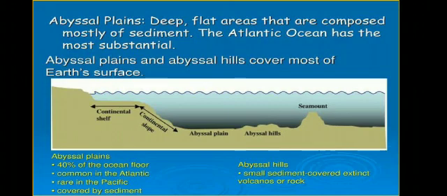See the special features of the abyssal plains. 40% of the ocean floor is covered by abyssal plains. They are very common in the Atlantic Ocean, and in the same way they are very rare in the Pacific Ocean. Mostly they are covered by sediments. Abyssal plains are very deep and flat areas of the ocean floor. Abyssal hills are small sediment-covered rises with volcanoes and rocks.